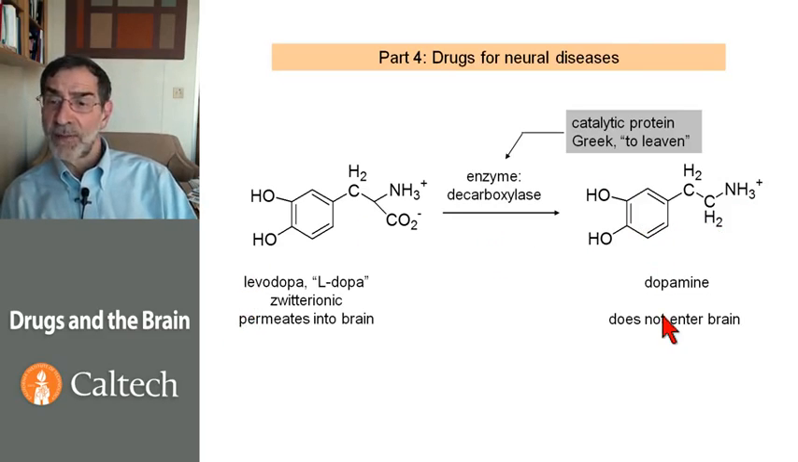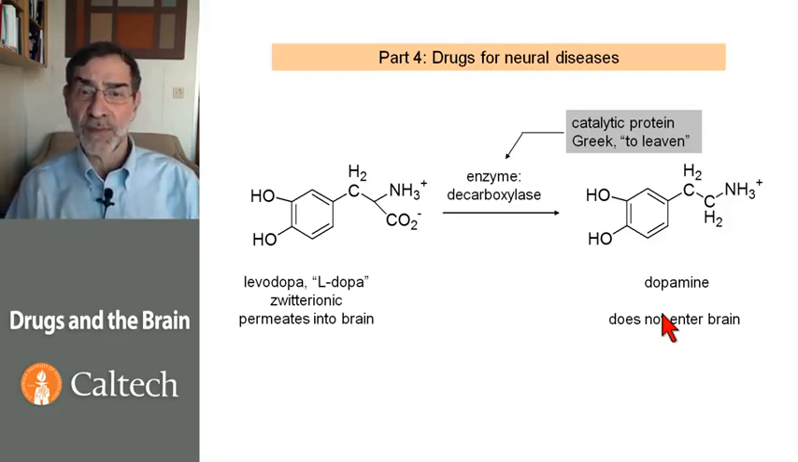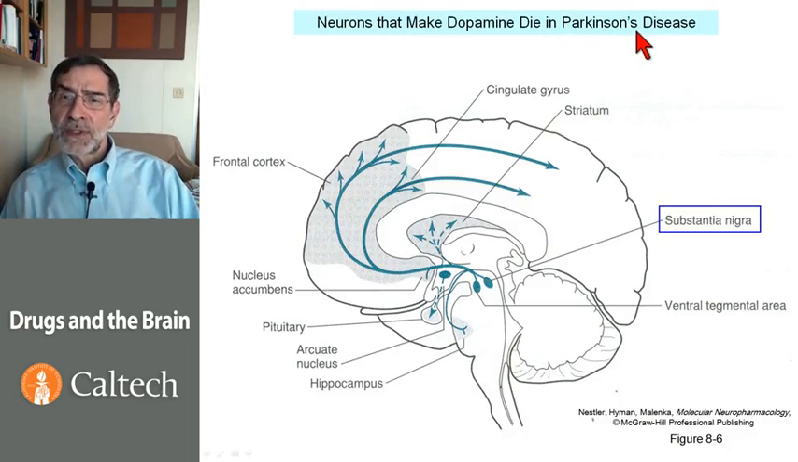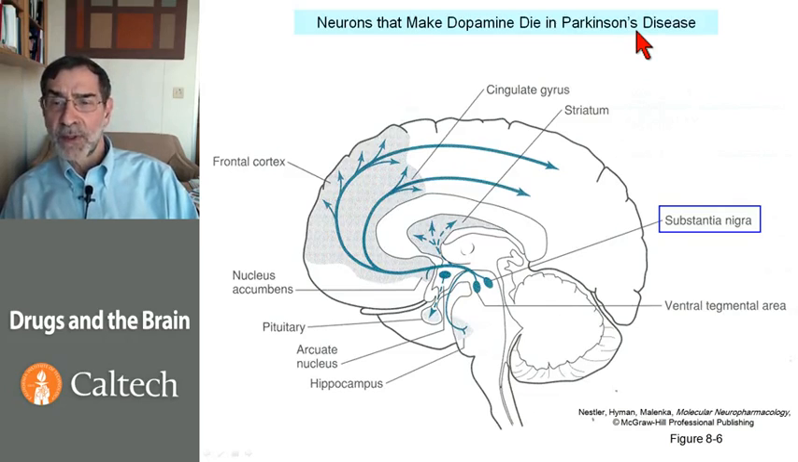L-DOPA does enter the brain, but dopamine does not. And so this will give us an opportunity to re-emphasize the important aspects of the blood-brain barrier and drug entry into the brain. Indeed, Parkinson's disease, which is treated with L-DOPA, will be an example for neurodegeneration, and we'll talk about that more than we talk about Alzheimer's or ALS. Parkinson's disease involves degeneration of neurons that make dopamine in a particular region of the brain, the substantia nigra.